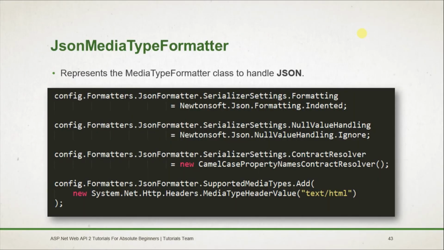The JsonMediaTypeFormatter represents the media type formatter for handling JSON, which provides various settings for the response, such as the formatting for the indent value, null value handling, and changing the case of our properties by using the camel case property names resolver. By using the SupportedMediaTypes list, we can specify the list of media type header values which are supported by that formatter.